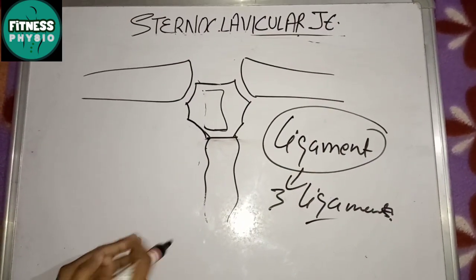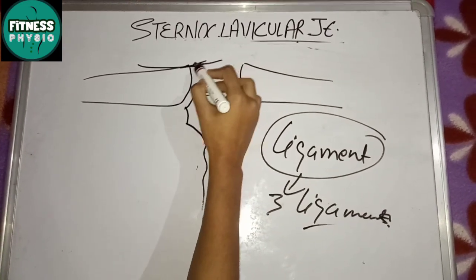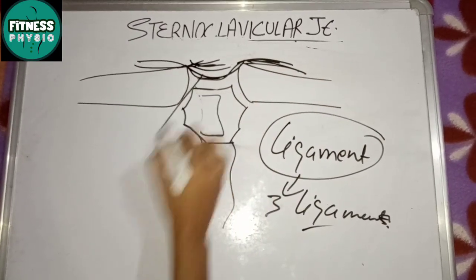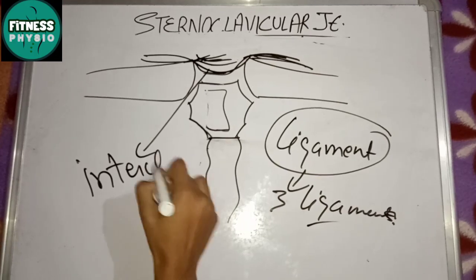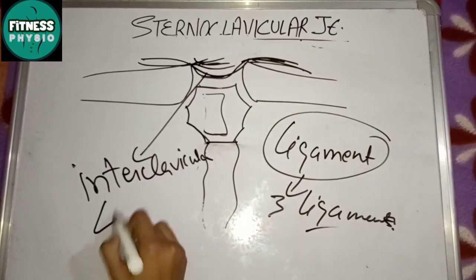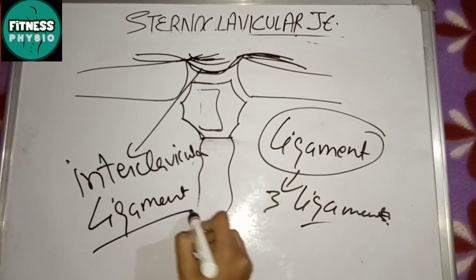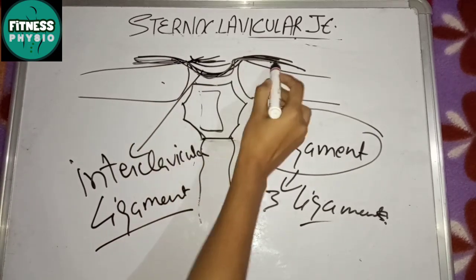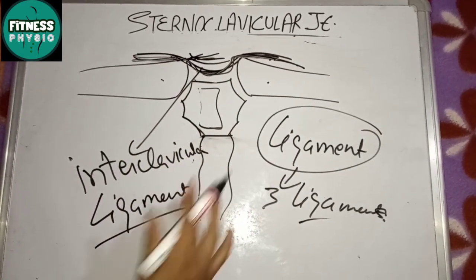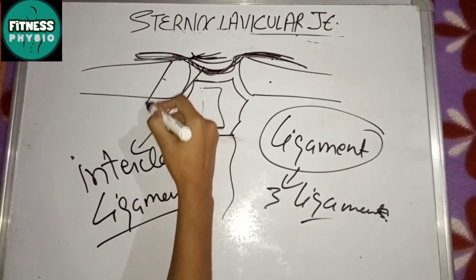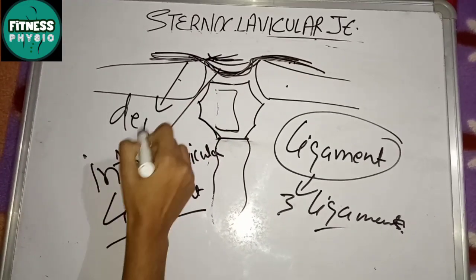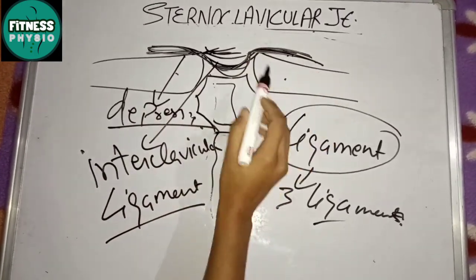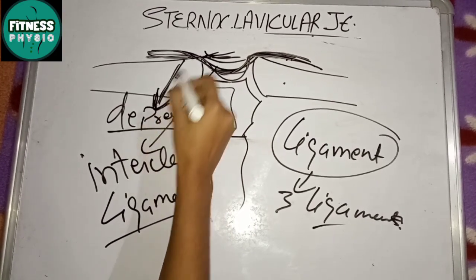Now this is your third ligament, the interclavicular ligament. The ligament which is connecting your two clavicles is your interclavicular ligament. What is its function? It prevents depression of your clavicle.